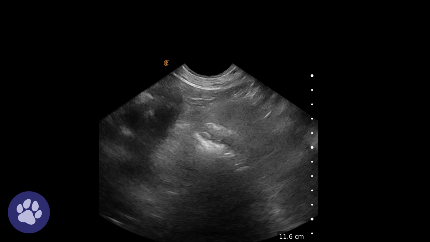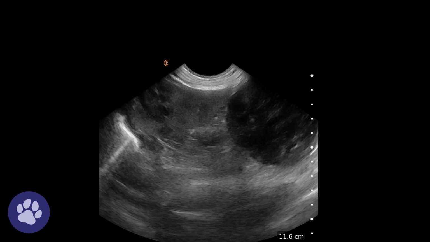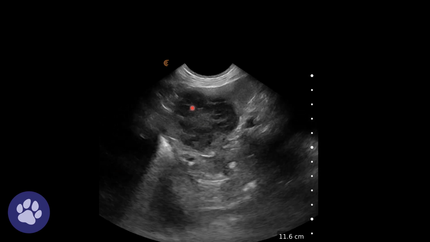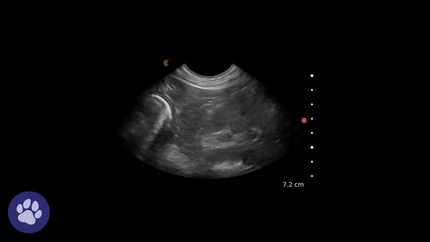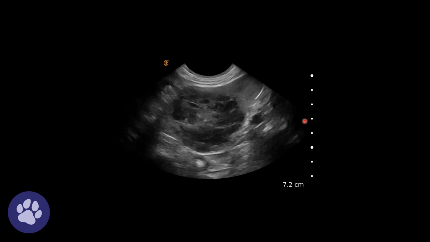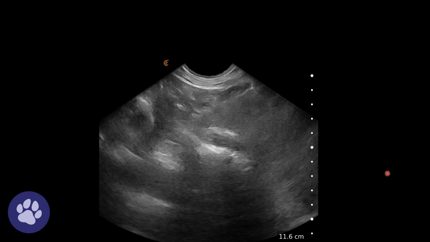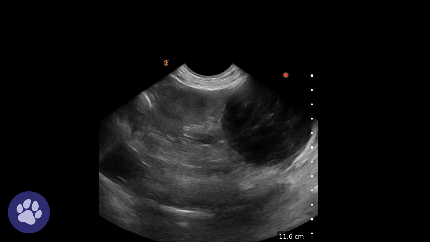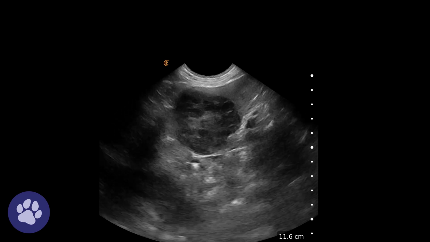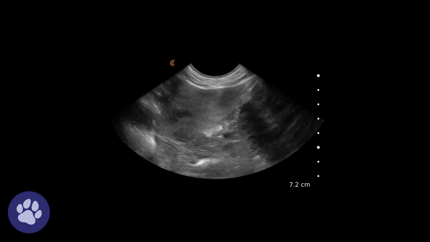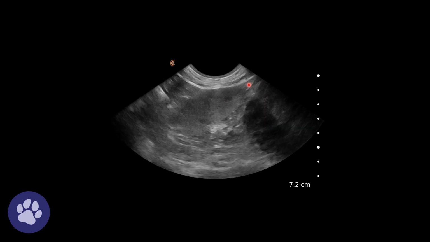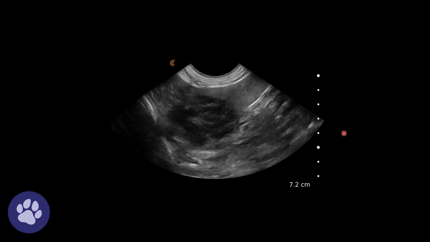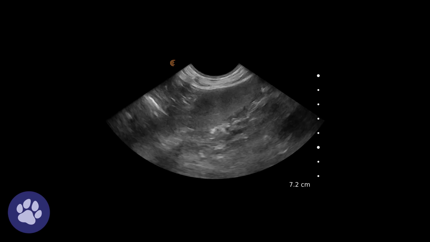So going back to another moving image, we can see this one mass on the spleen, and then a very similar looking mass caudal to it, but not attached to the spleen. So here's that other mass there, and then the splenic mass. So the splenic mass here clearly attached to the spleen, and the mass caudal to it that's not attached to the spleen, but looks very similar.